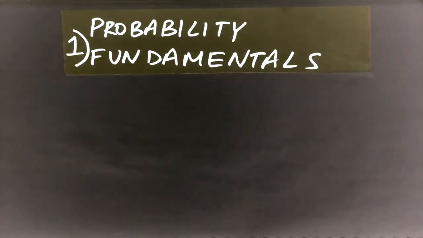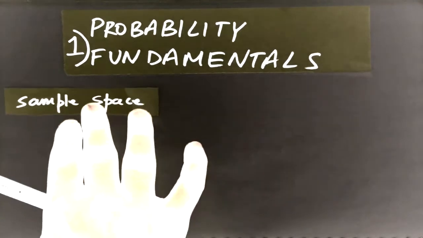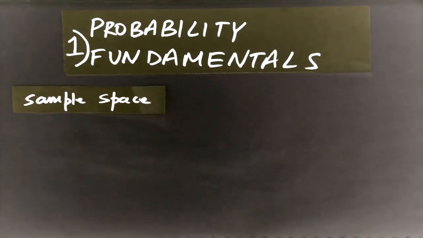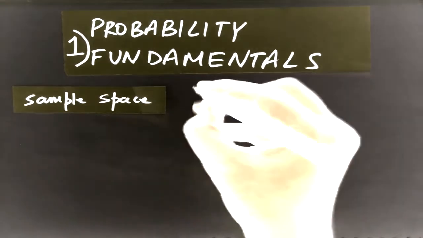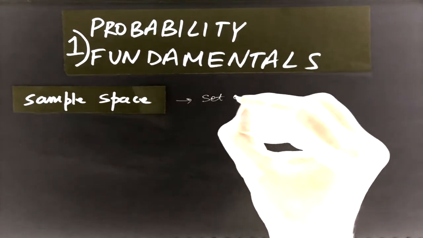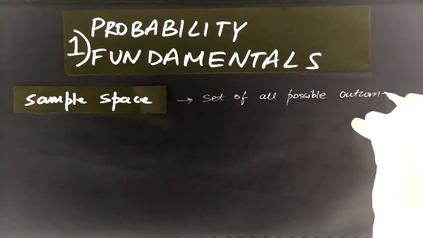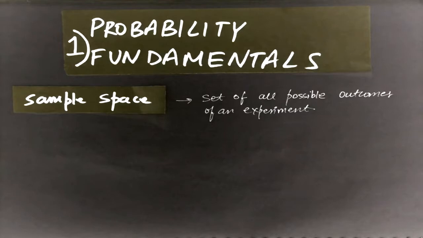The first topic is probability fundamentals. We will understand what are the various parts or terms used in probability. The first term that we use is sample space, which is a very important part. Now let us understand what is the sample space. So you can say that this is a set of all possible outcomes of an experiment.